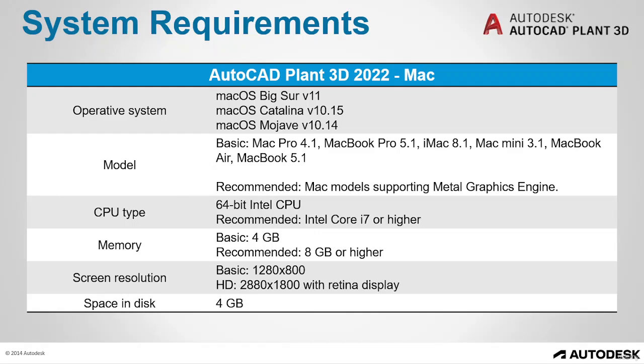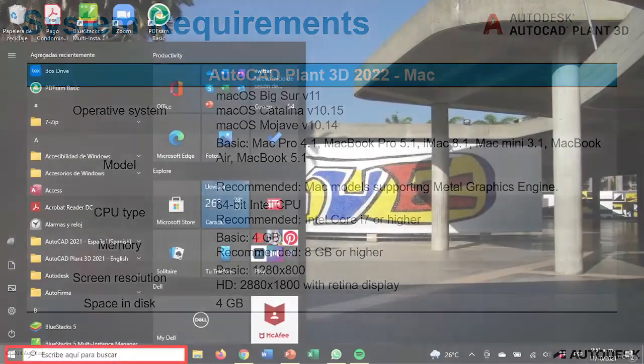The CPU type you require is a 64-bit Intel CPU, but it's recommended to have an Intel Core i7 or higher. For memory, the basic requirement is 4 GB, and the recommended is 8 GB or higher. The screen resolution for basic is 1280 times 800, and for high definition, 2880 times 1800 with Retina display. And you will need disk space of 4 GB.